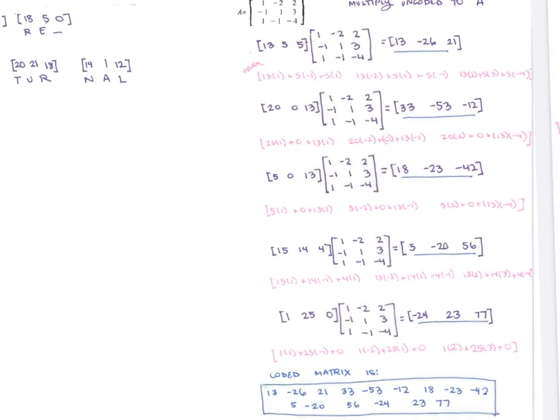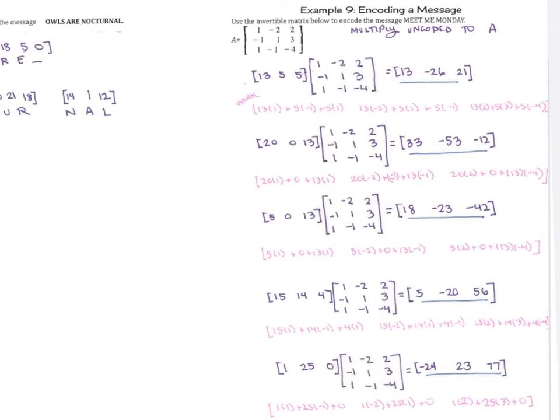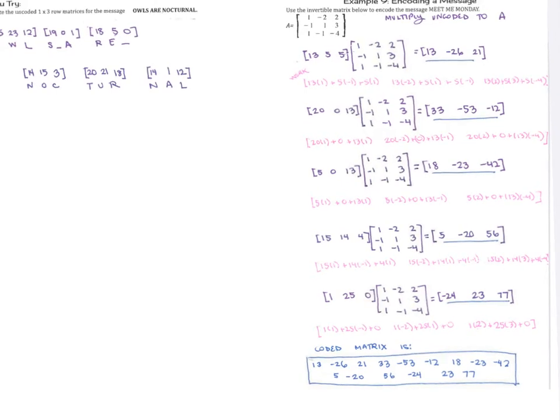Here is all the work right here. You would find that it's 13, negative 26, and 21, which we already did. The second one was 18, negative 23, negative 42; then 5, negative 20, and 56; and negative 24, 23, and 77. After that, you write the coded matrix. You just take all the values in order. It's important that it's in order. Then you write it dropping the brackets, and so the coded matrix is these values here.